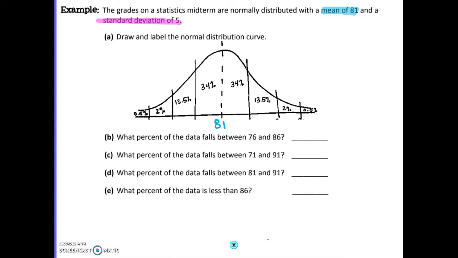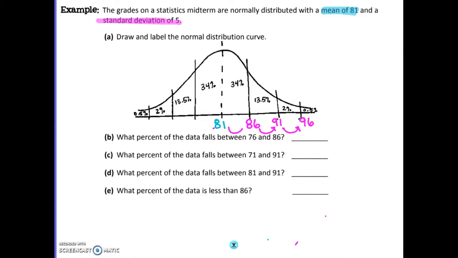So if I'm going to the right here, I would add 5. So 81 plus 5 gives me 86. Then let's keep going. 86 plus 5 would give me 91. And then last but not least, I get to 96. I only go up 3 standard deviations and below 3 standard deviations. That's just how our normal distribution curve works.